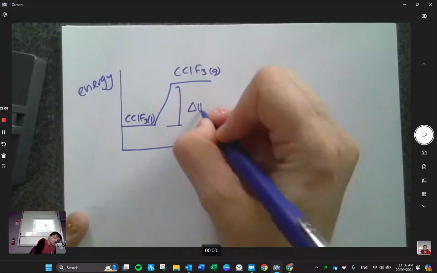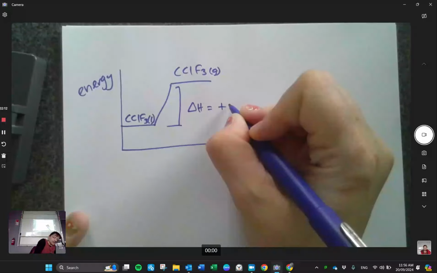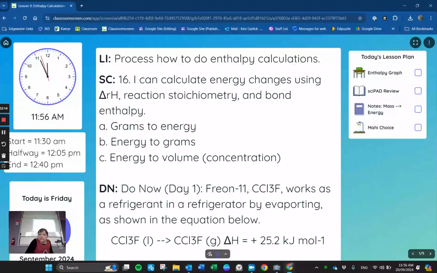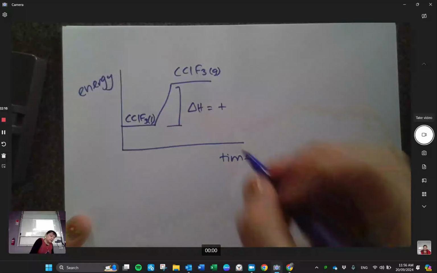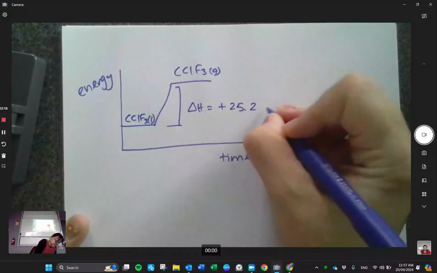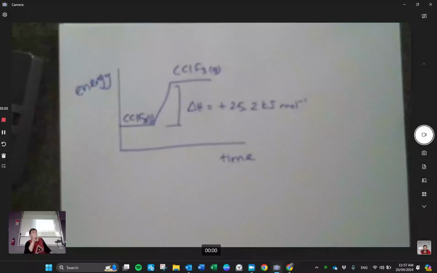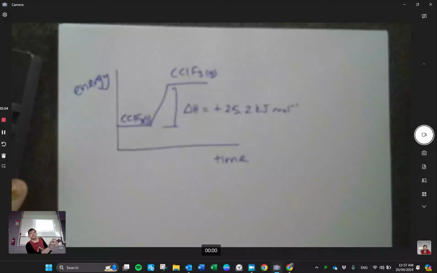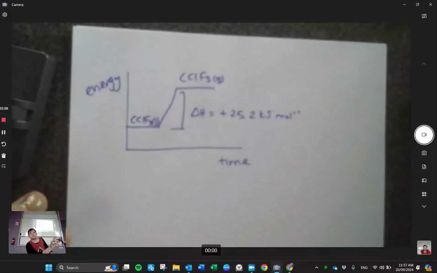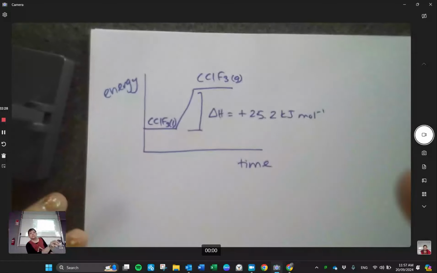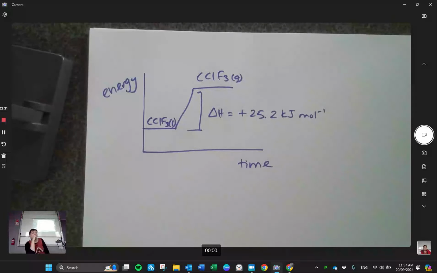The delta H is equal to positive, what did they say? 25.5. So that energy is being absorbed to allow that change of phase. We're good. So that's what we're looking at.